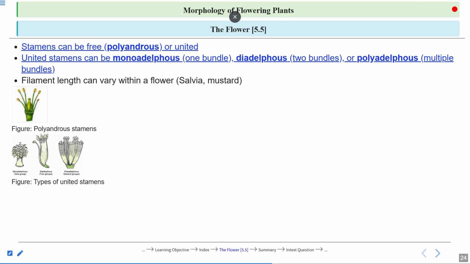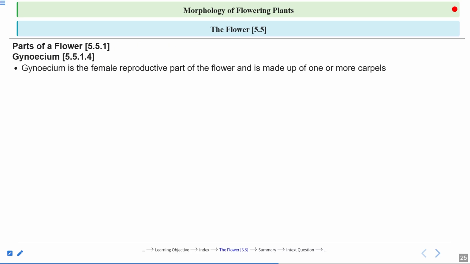So this condition where the stamens are arranged in two groups is called diadelphous condition. So remember, in the case of pea plant, you have the diadelphous condition. Polyadelphous, multiple bundles. You can see there are so many bundles. Now we will talk about the gynoecium.